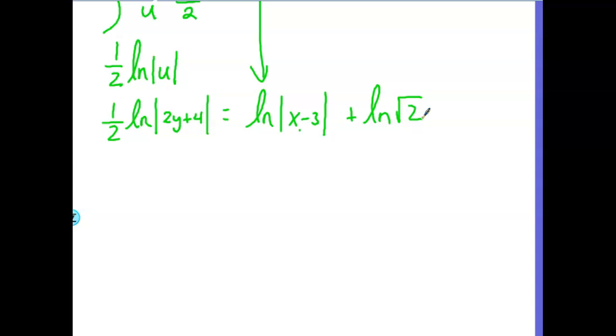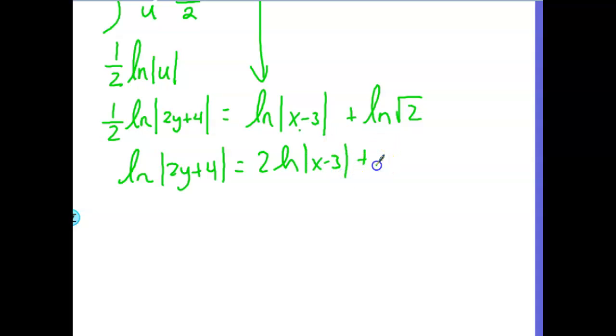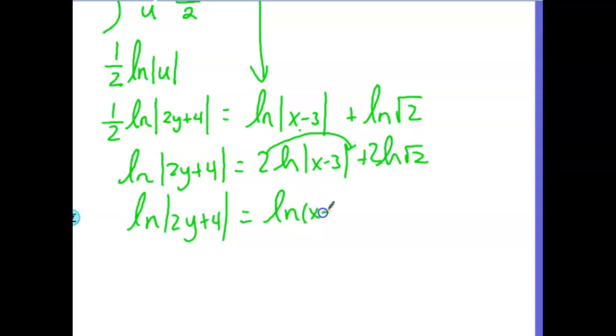Well, now we want to start getting that y by itself, because remember, we want to get it to be y equals something. So the first thing I'm going to do is multiply everything by 2, to get rid of that half. The next thing I'm going to do is use a log rule again, and move this as a power on that x minus 3. So that's going to end up being ln of x minus 3 squared.